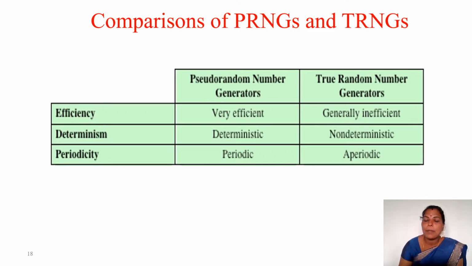But the value can be used as input to the pseudo random number generator, and we can generate some other pseudo random numbers, so that it is very efficient. Coming to the determinism property, it is very deterministic under PRNGs and non-deterministic under TRNGs. Coming to the periodicity property, the pseudo random number generator is periodic and TRNGs are aperiodic.